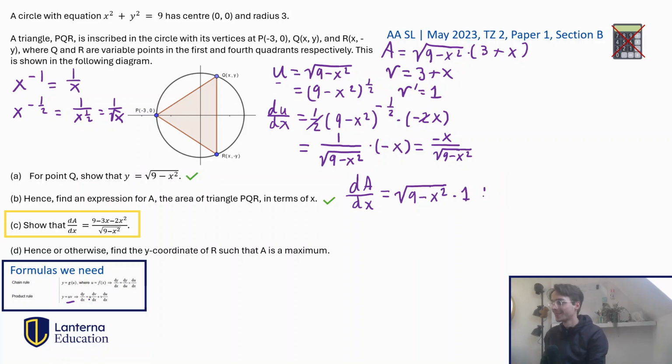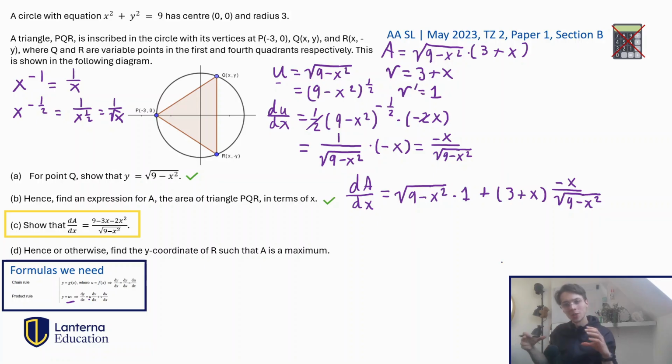Then plus v. Okay, what was v? That was 3 plus x times du/dx, or u dash, same thing. That was negative x. That was the one we put a lot of energy and effort into solving. And there we have it. Still not quite there, guys, but we're getting closer. We're getting somewhere. At least we have one thing divided by what it should be divided by, the square root of 9 minus x squared. But we've got two things, and one of them is a fraction.